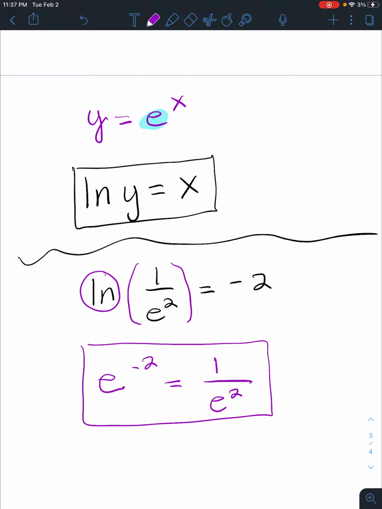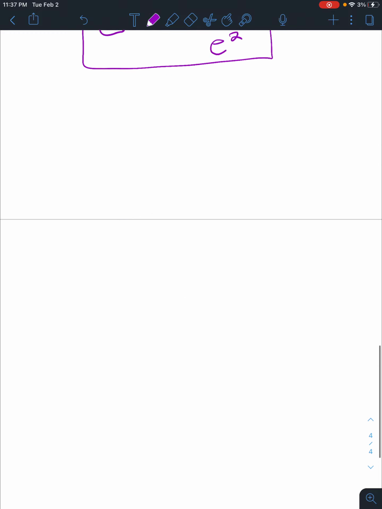So now we're going to move on to evaluating. And if you remember anything about evaluating, we did something like this in the past. We said log base 2 of 8 equals blank. So if we label this, we know this is our base.